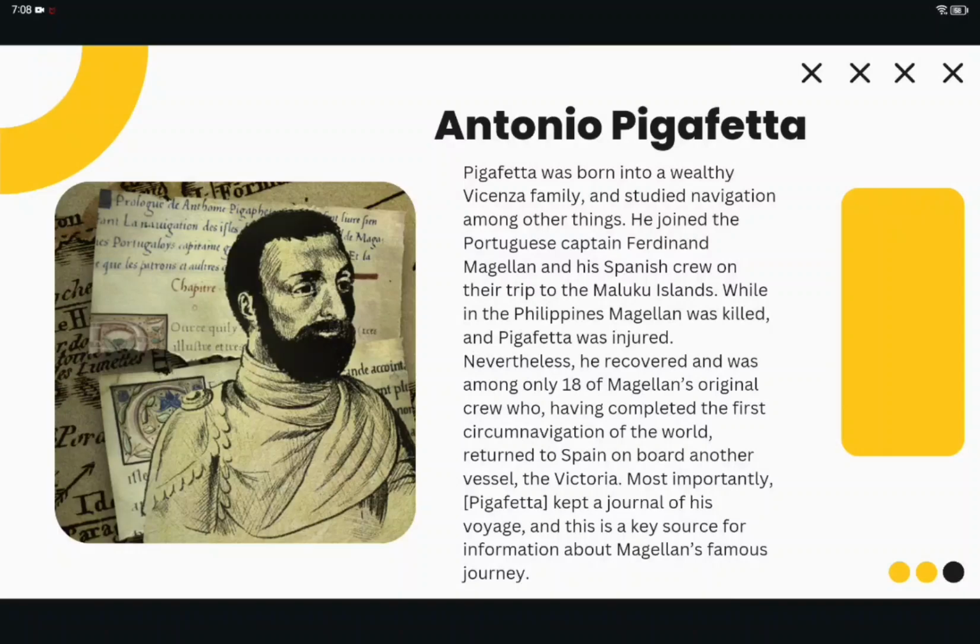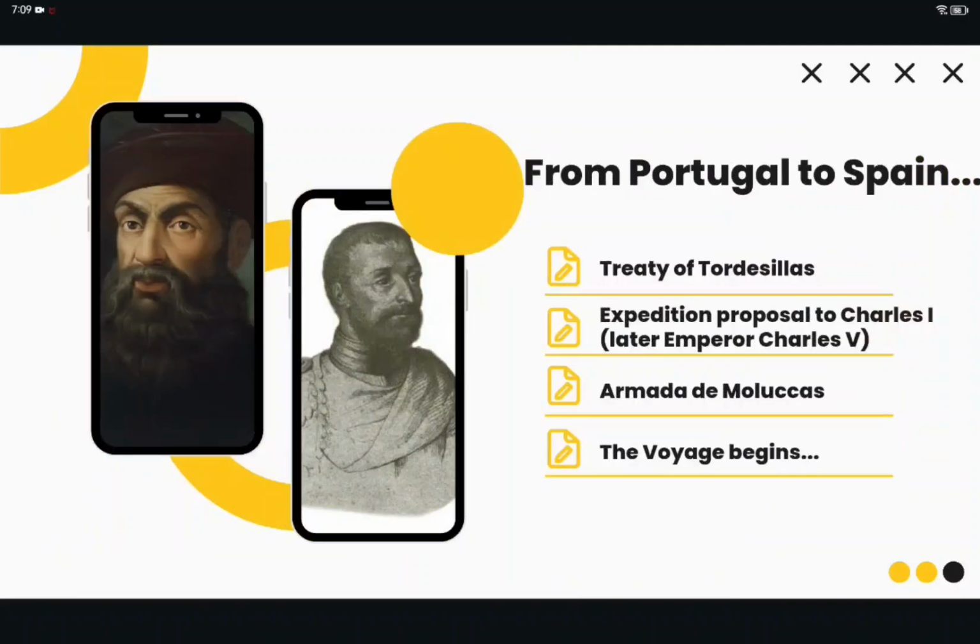So we will try to check the different perspectives Pigafetta used while he was creating his account. At the same time, we'll try to use different lenses in analyzing these different accounts or different parts of his accounts. Before they arrived in the Philippines, we'll try to discuss some important things related to the first voyage.